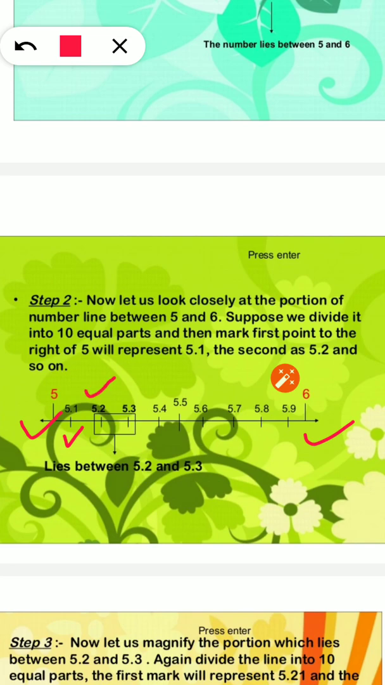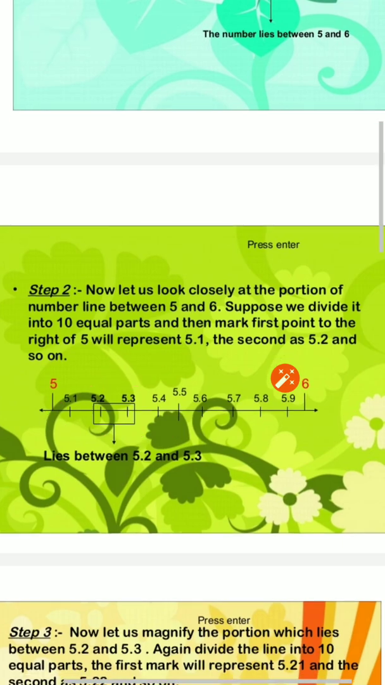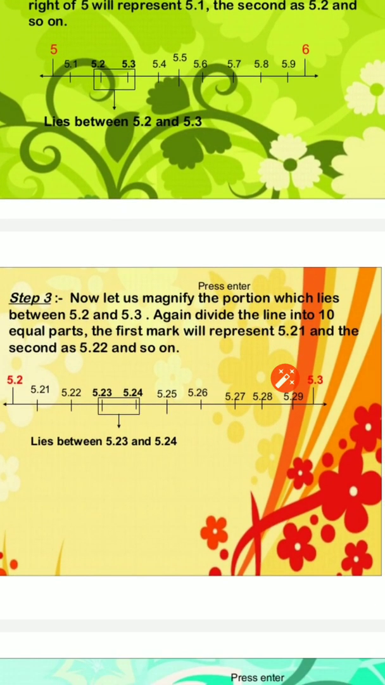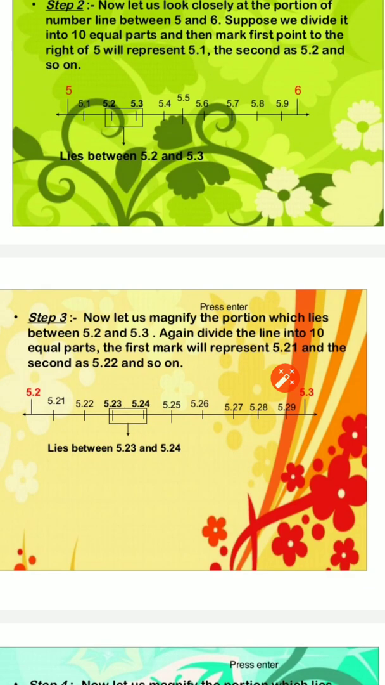यहाँ पे 5.2 इसलिए रिप्रेजेंट किया. थर्ड 5.3, 5.4, 5.5, ऐसे सो ऑन. Now this means that this particular number 5.2316 will lie between 5.2 and 5.3. Now step 3 is, now let us magnify the portion which lies between 5.2 and 5.3.